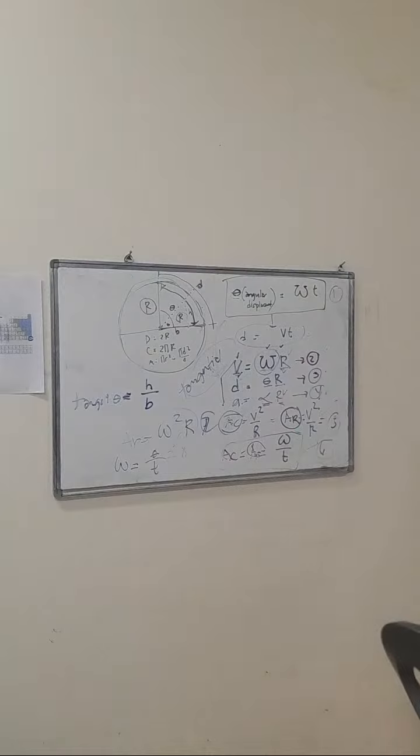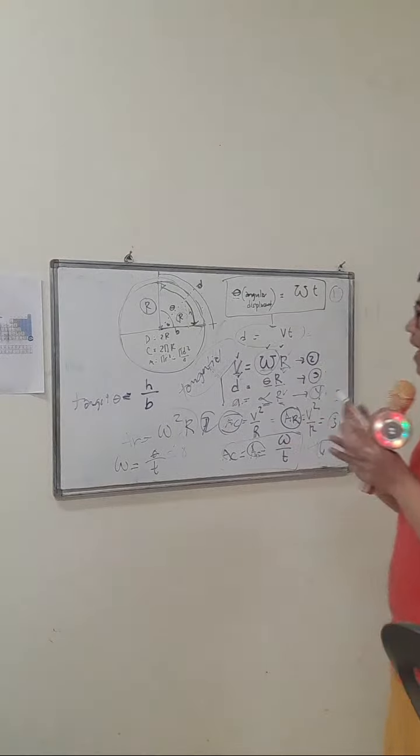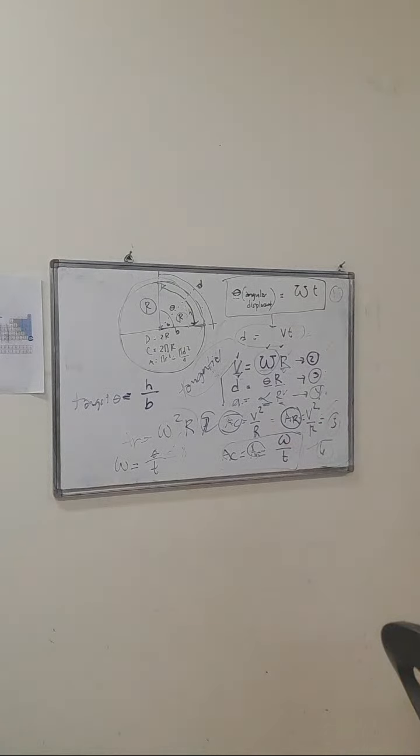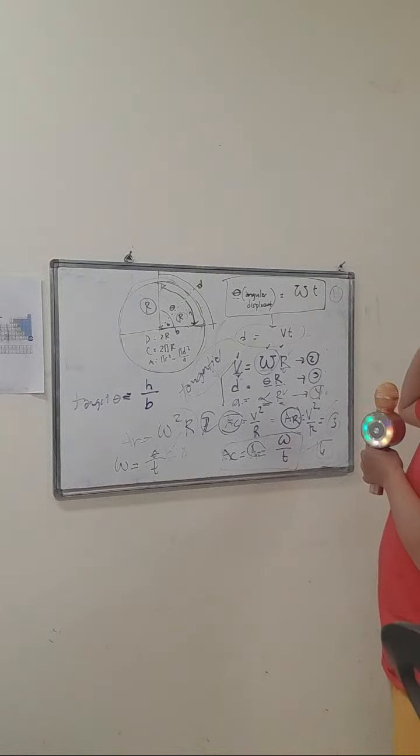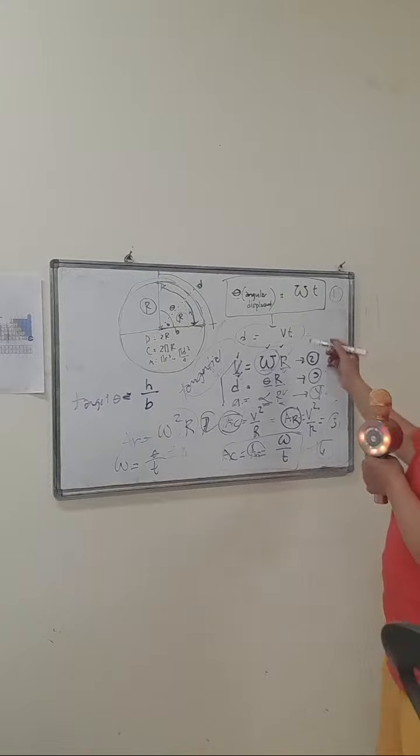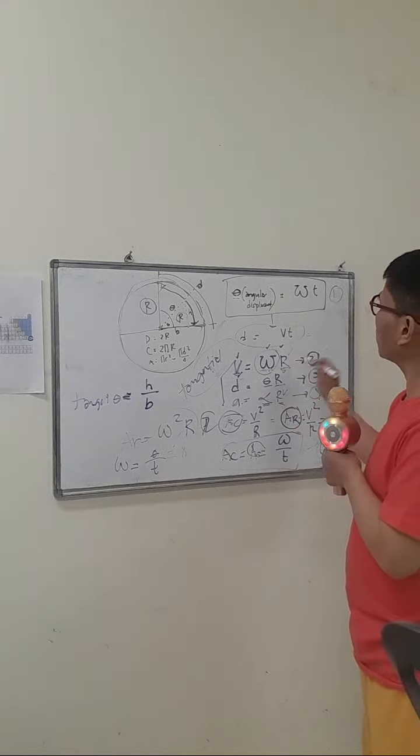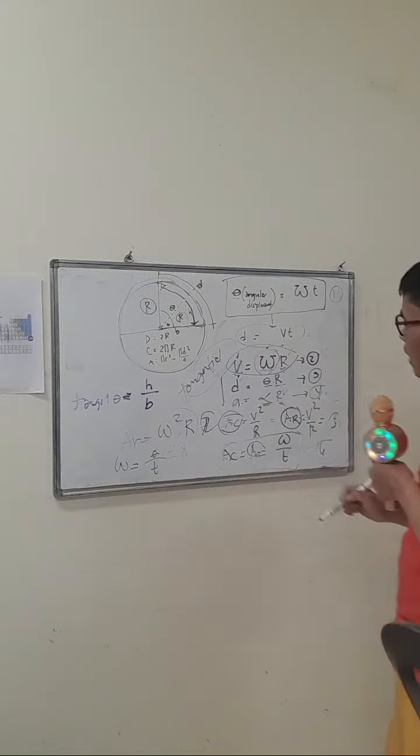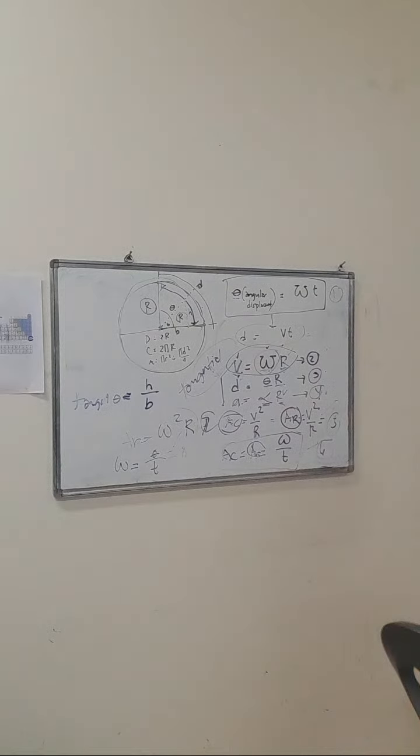Okay, that's angular velocity, angular acceleration, and so on. Now, how can you solve the angular velocity related to your R? Take note, V is related to W times R. That's the relation, and that's it.